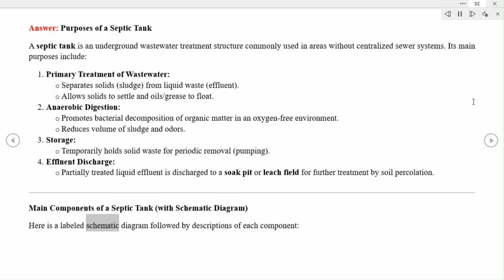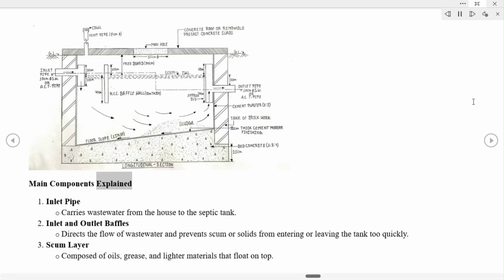Here is a labeled schematic diagram followed by descriptions of each component. Main components explained. Inlet pipe: carries wastewater from the house to the septic tank. Inlet and outlet baffles: direct the flow of wastewater and prevent scum or solids from entering or leaving the tank too quickly. Scum layer: composed of oils, grease, and lighter materials that float on top.